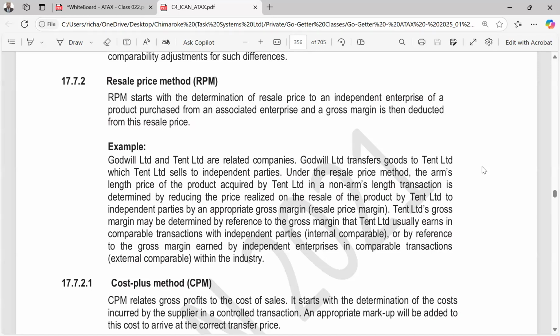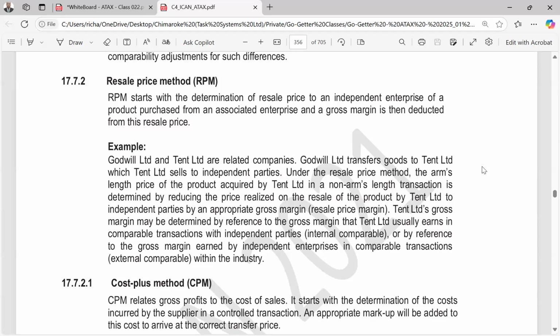And so what is happening here is that they will assume that you bought this thing at 800,000, even though you bought it at 600,000. Or they will reduce your margin in such a way that you bought it at 500,000. You're not supposed to sell it at 1,000 naira. So whichever way, the resale price method starts with your resale price.